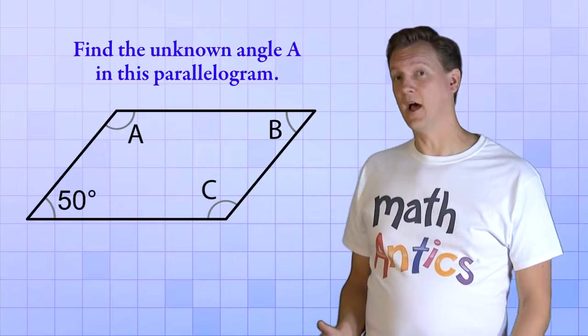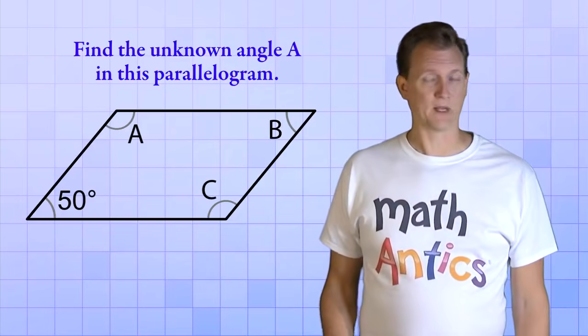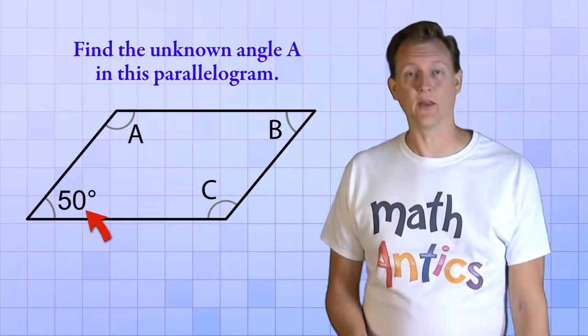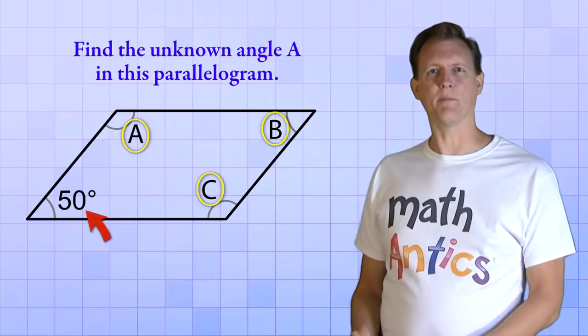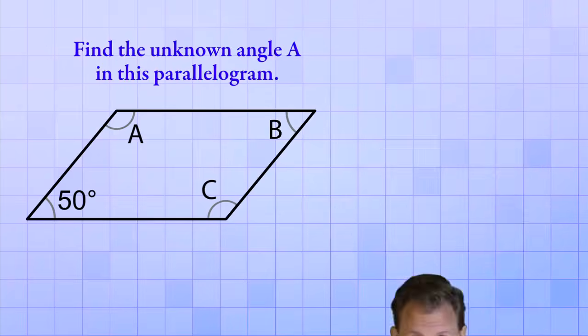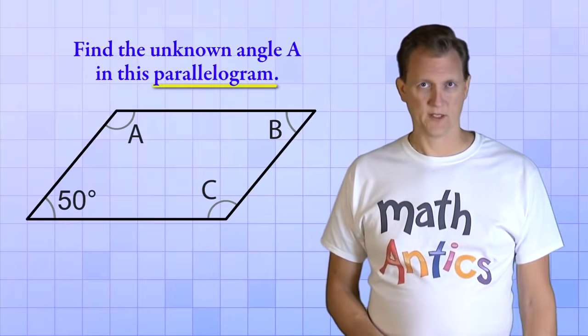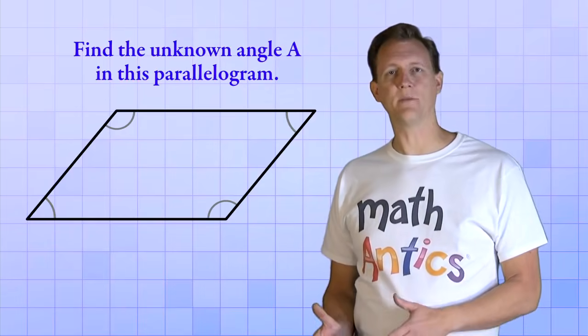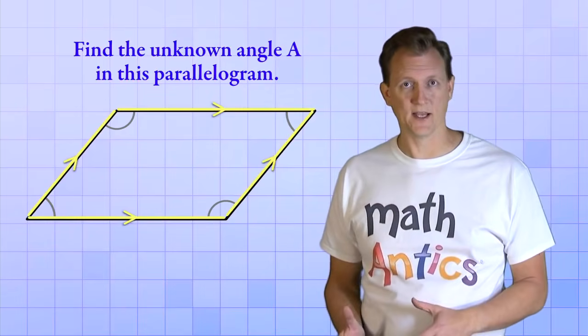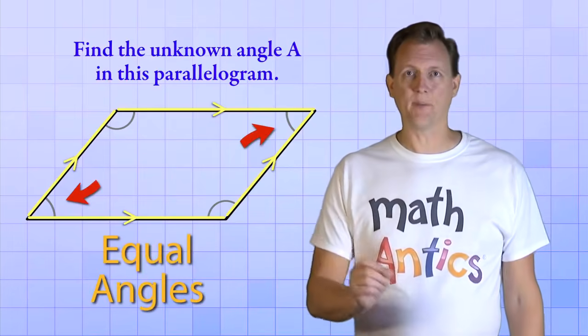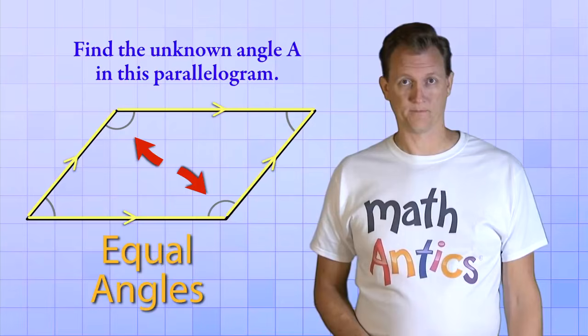Let's look at one more unknown angle problem that's a little tricky. This problem asks us to find the unknown angle A in a parallelogram. But it looks like they only told us what one of the angles is, and the other 3 are unknown. So how can we possibly figure this one out? To solve this problem, we need to know an important fact about parallelograms. Because parallelograms are always made from pairs of parallel sides, that means they also form pairs of equal angles. It's the opposite angles that form these pairs.